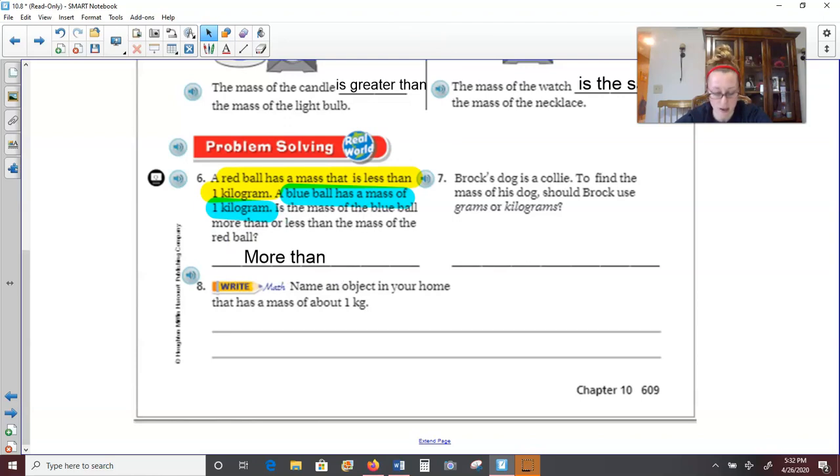All right, number 7. Brock's dog is a collie. To find the mass of his dog, should Brock use grams or kilograms? Well, dogs weigh a lot, even if they're small, so kilograms.